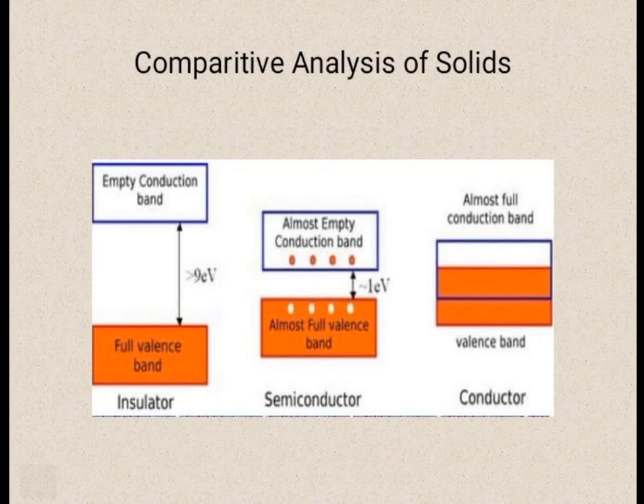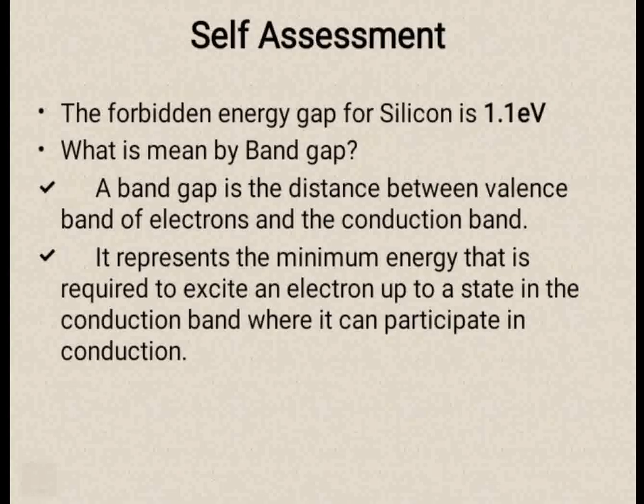This is the comparative analysis of the classifications of solids, that is insulator, semiconductor and conductor. In an insulator, a large amount of external energy must be supplied to undergo conduction. The forbidden energy gap is of the order of 9 electron volts. In a semiconductor, less energy is supplied to undergo conduction. The forbidden energy gap is of the order of 1 electron volt. For a conductor, there is an overlapped valence band and conduction band, so there exists large conductivity.